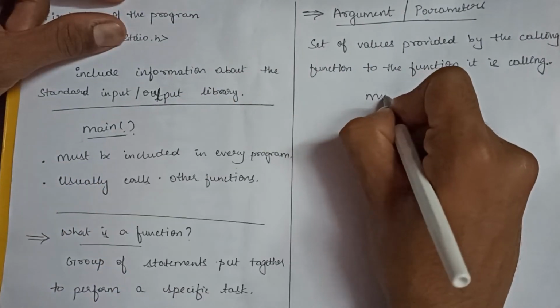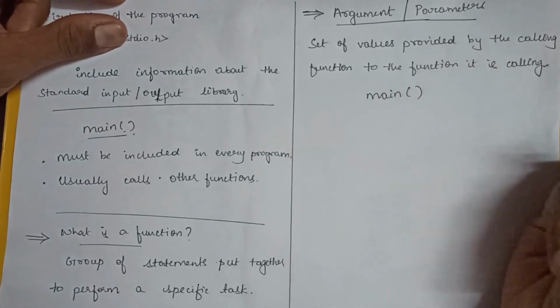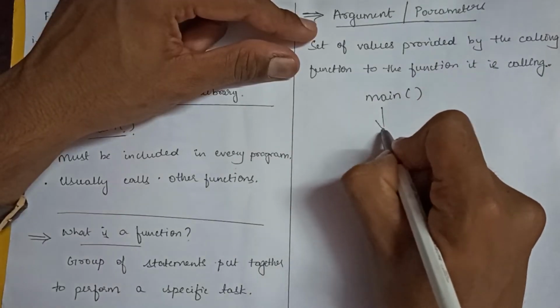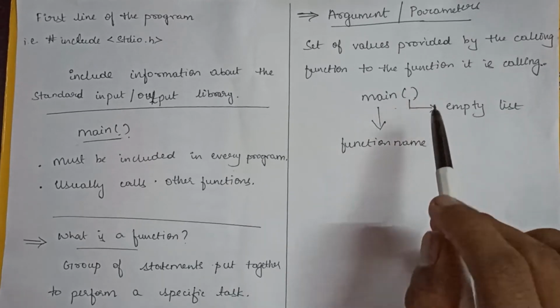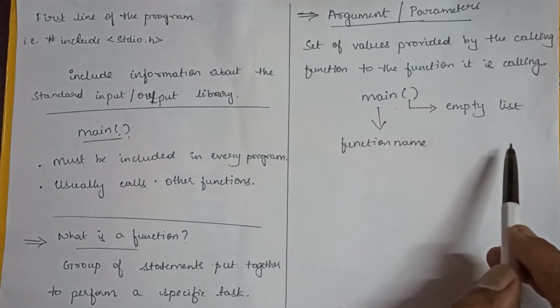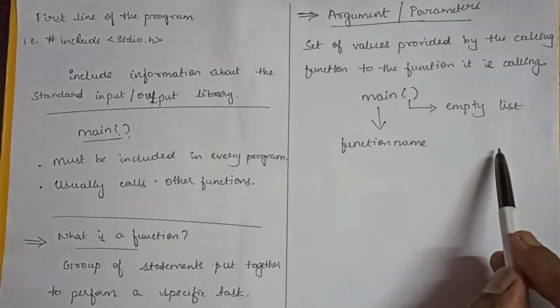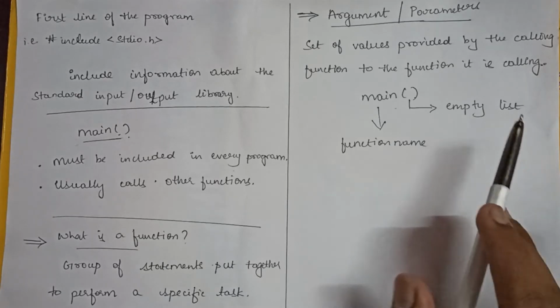Now in the above program, we used the main function, right? Here you can see that this is the function name, and inside the parentheses you can see that there is nothing within the braces. It is an empty list, so it doesn't receive any argument values.